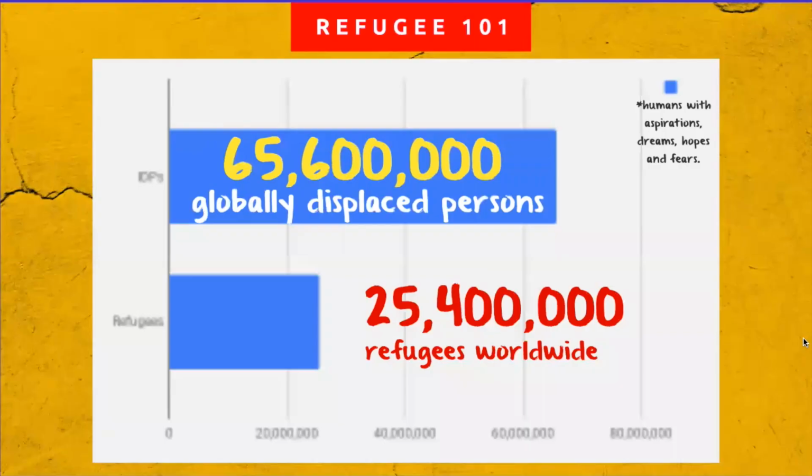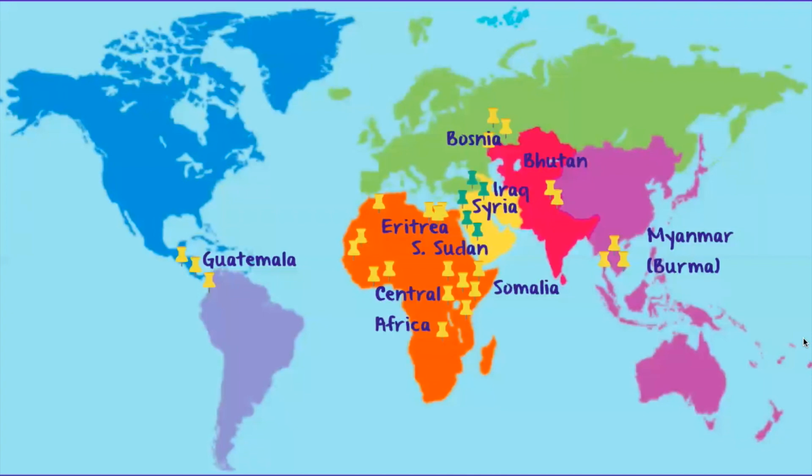First, a startling truth. There are currently more than 65 million displaced persons in the world. Of those, more than 25 million can be categorized as refugees. Colorado is proud to be home to refugees from all over the world, including countries such as Myanmar, Burma, Eritrea, Democratic Republic of Congo, Iraq, Syria, Somalia, and Guatemala.